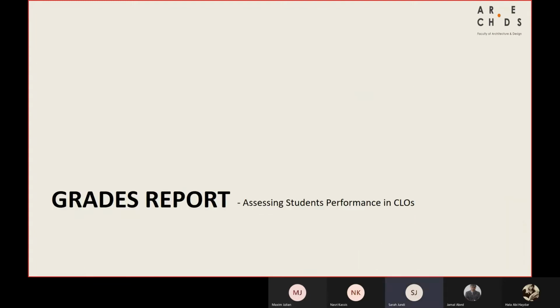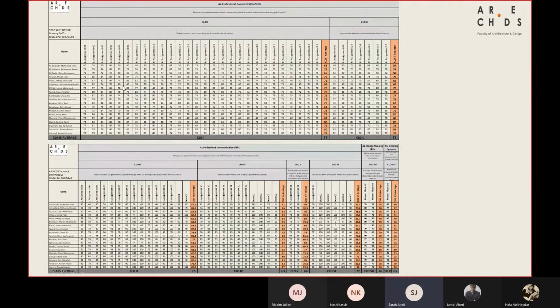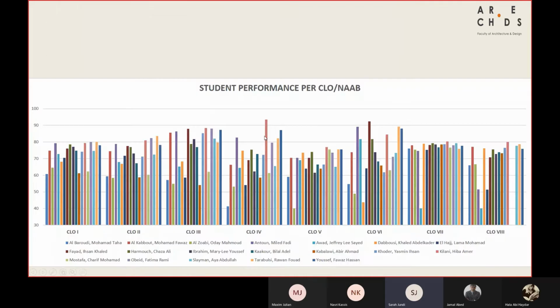Grades report, assessing students' performance in CLOs. This table gives us the CLO average for each student. If you take an example, we see CLO 1. For each student, I placed all the assignments, projects, and exams that include this CLO to calculate the CLO average for every student, to obtain this graph at the end.